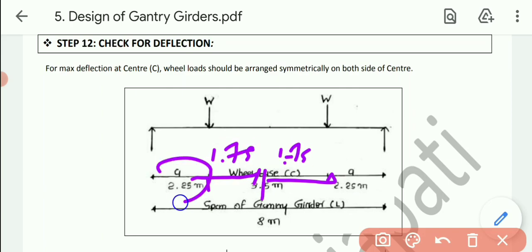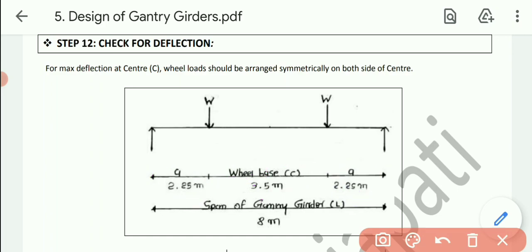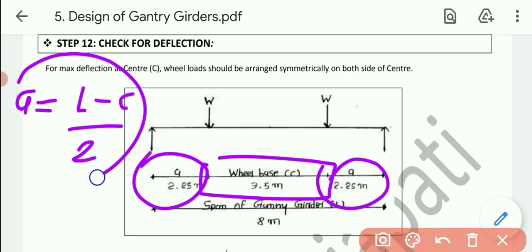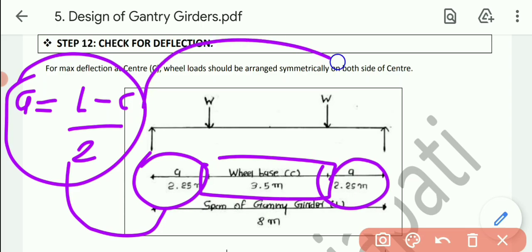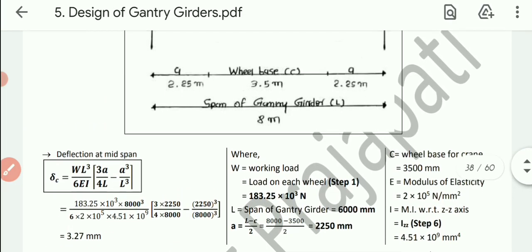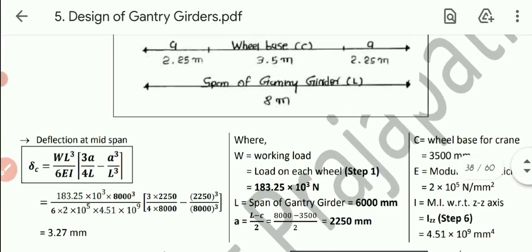And the remaining dimension is this one. Let's keep wheelbase as C. So the remaining dimension A equals the whole dimension L minus wheelbase, divided by 2. So ultimately I will get the value of A, that is 2.25. Once we get this arrangement, now we need to calculate the deflection requirement criteria for that.